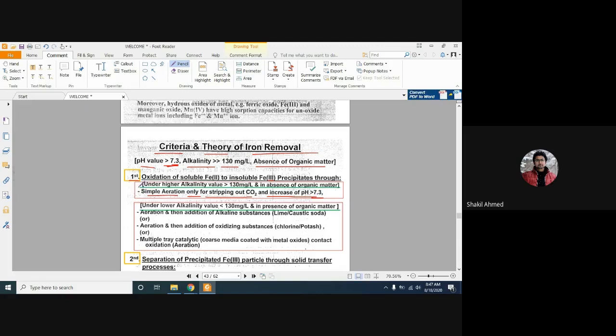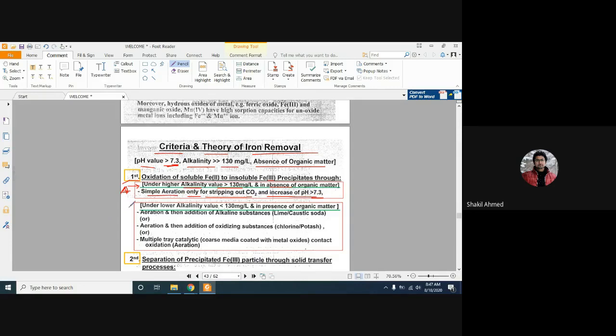There are two conditions. Condition one, we call it condition A, is when your alkalinity is high and there is an absence of organic matter. Here, the alkalinity value is higher, so you need only simple aeration to increase the pH value to 7.3, and then your oxidation will happen.